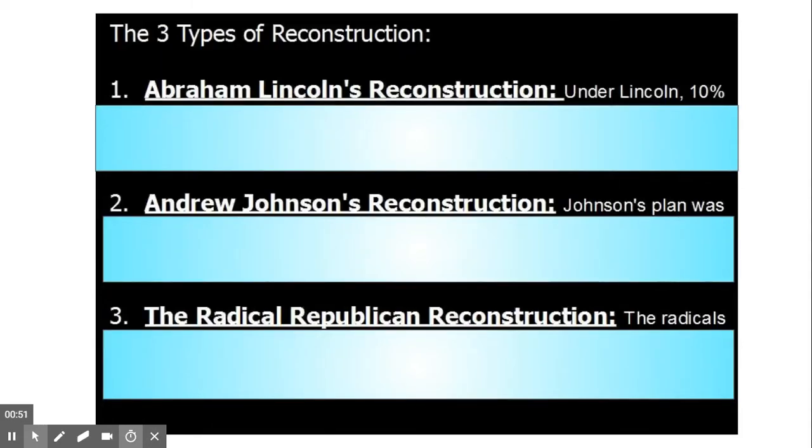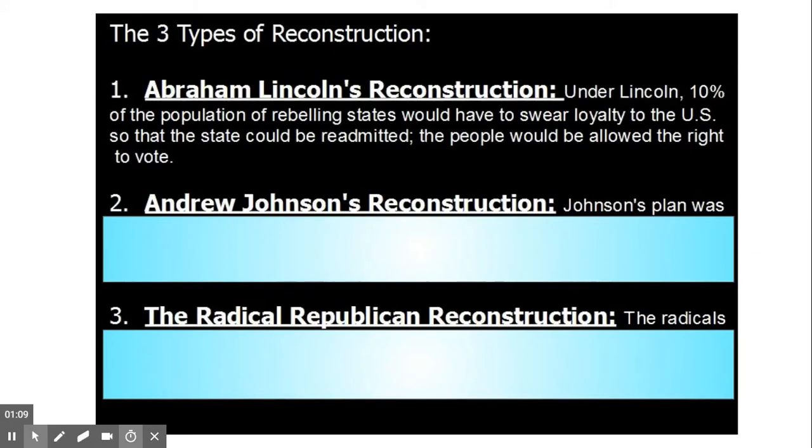So to understand the Reconstruction, you have to understand that there was more than one type of Reconstruction. There was Abraham Lincoln's Reconstruction, Andrew Johnson's Reconstruction, and something known as the Radical Reconstruction or Military Reconstruction. So to help you understand, under Abraham Lincoln's plan, 10% of the population of the states in rebellion, meaning the Confederate States, would have to swear loyalty to the United States so that their state could be readmitted to the Union. At that point, people, particularly men, would be allowed to vote again.